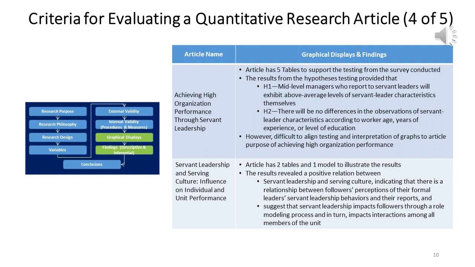Our fourth criteria is on the graphical displays and the findings, which both articles did a decent job of. The Achieving High Organization Performance article had 5 tables to support the testing that the survey had conducted, and the test from the hypothesis proved that mid-level managers who report to servant leaders will exhibit above average levels of servant leader characteristics themselves, as well as there was no difference in the observations of servant leader characteristics, which were conducted using an ANOVA.